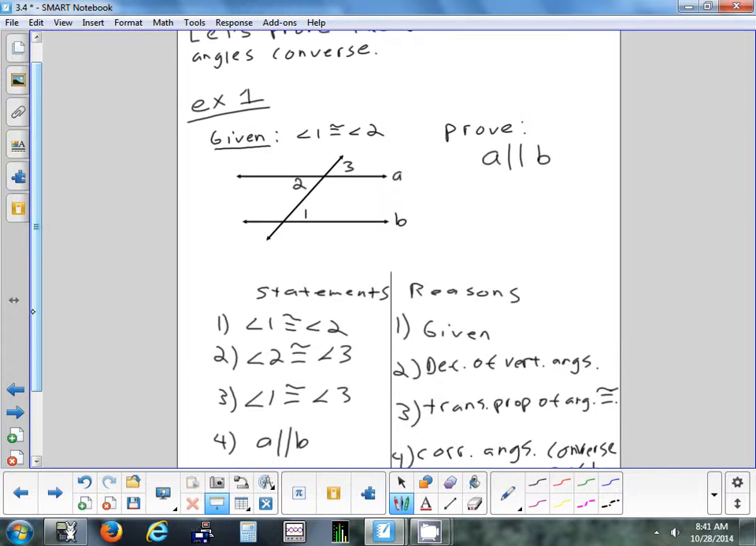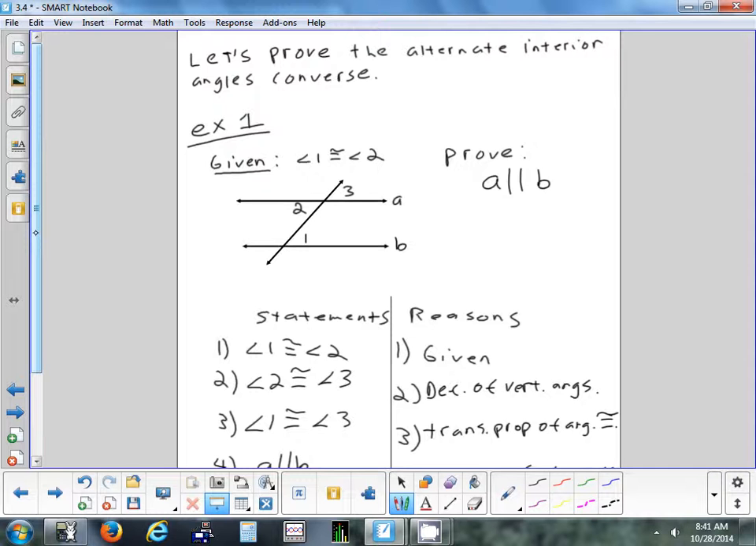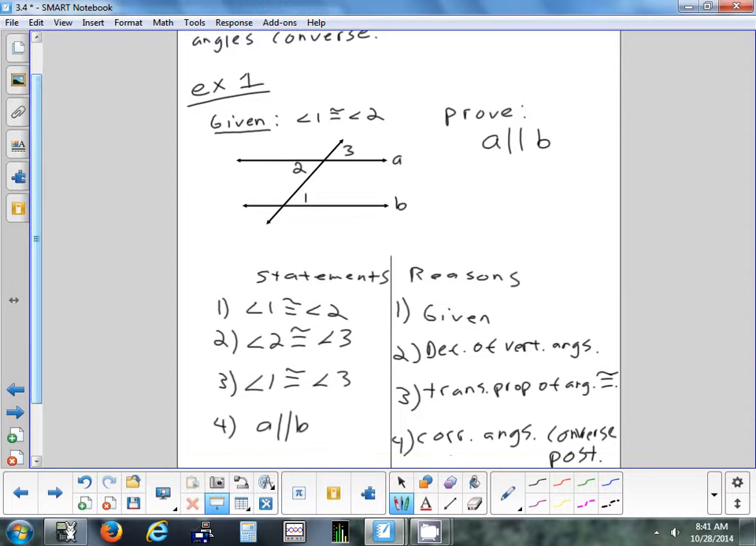All right. So now, in any other proofs you have to do in the homework or on the test, you've proven the alternate interior angles converse theorem. So now you can use this theorem as a reason in a proof, because we've already shown why it's true. Okay, any questions on that proof? All right, let's try another one.